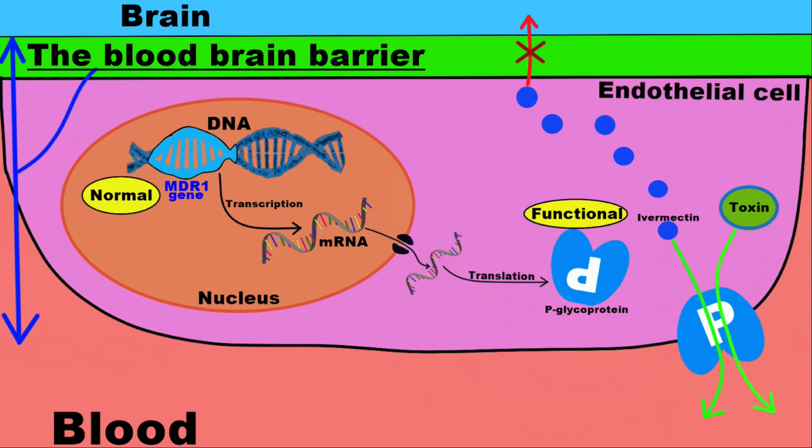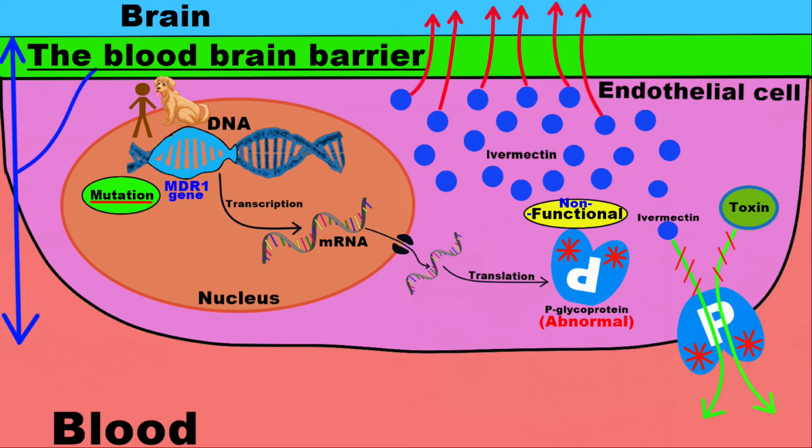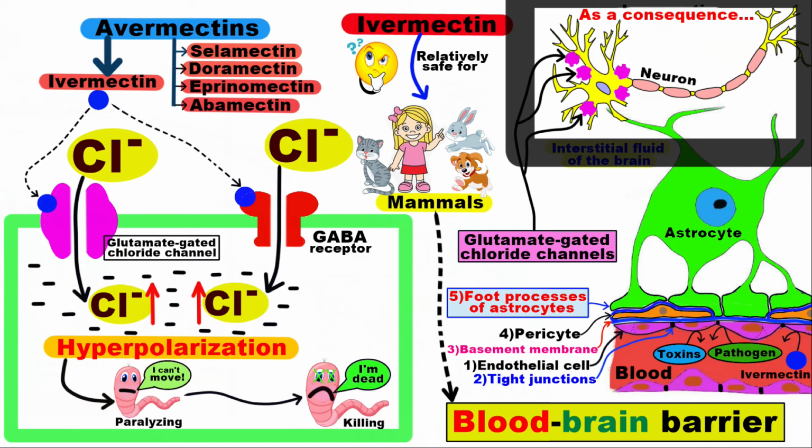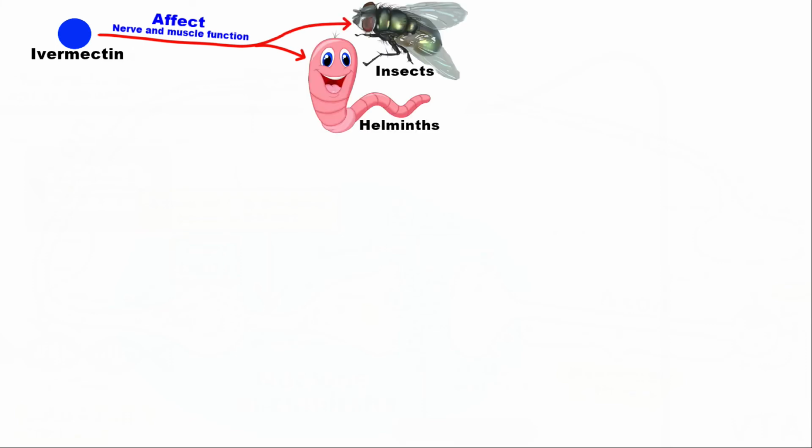Now imagine what will happen if a person, or an animal, has a mutation in the MDR1 gene. The P-glycoprotein that is synthesized will be abnormal, and it won't be able to pump ivermectin from the cell in sufficient amounts. A lot of ivermectin molecules will pass across the blood-brain barrier. These molecules will bind to receptors on the neurons in the CNS, and it will be very toxic for that person or animal. Ivermectin can be used against helminths and insects.